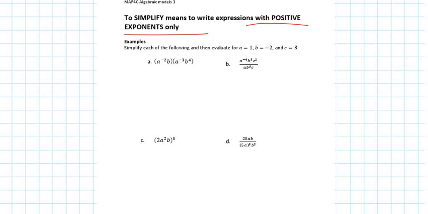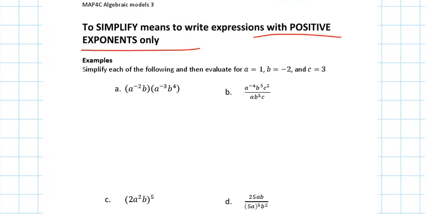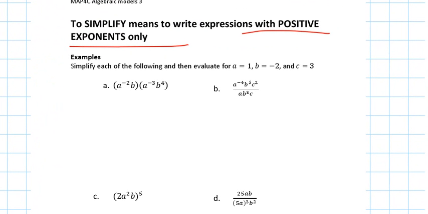So for this question, they're asking you to simplify each of the following and then evaluate given A, B, and C. So first thing you have to do is you have to simplify. So I have A is negative 2b times a to the power of negative 3b to the power of 4. What would you want to do with this?